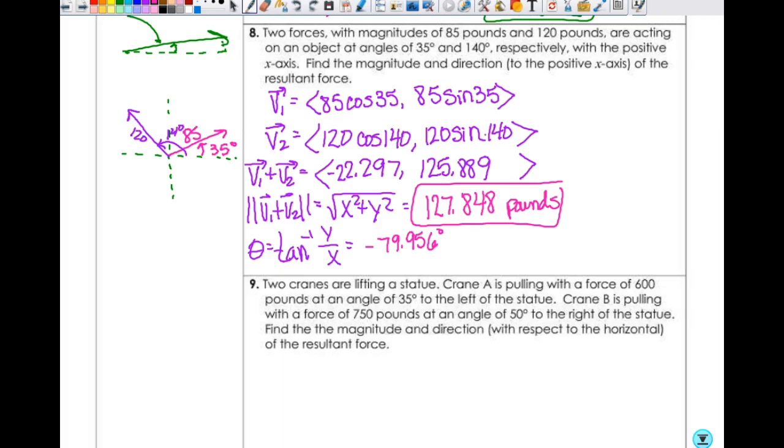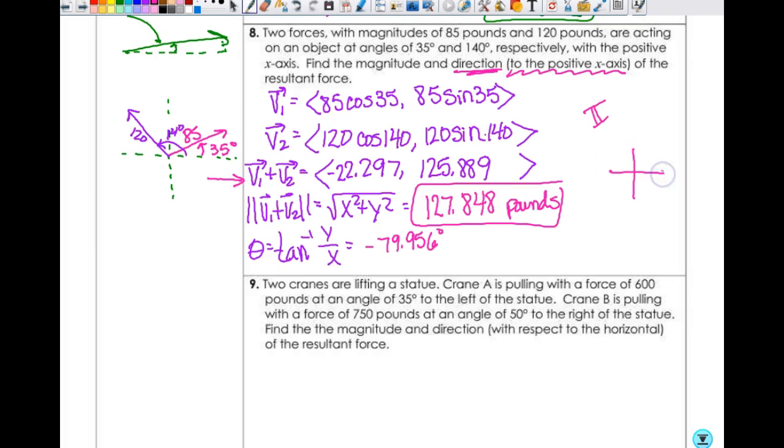Okay, are we all at least this far? All right, so we got that negative 79 degrees. A couple of things here. When I look at my resultant vector, that vector is directed towards which quadrant? Second quadrant, right? So we need it to be a second quadrant angle. And it says direction to the positive x-axis. So that means it's just theta, right?